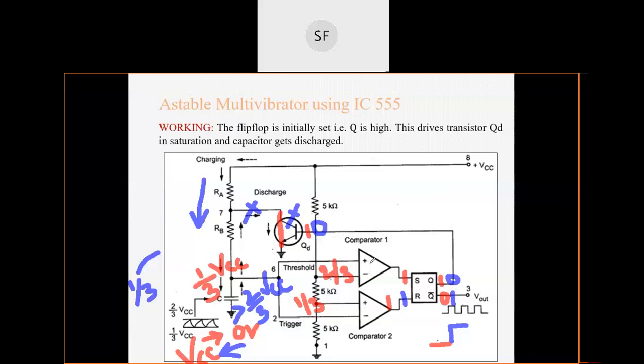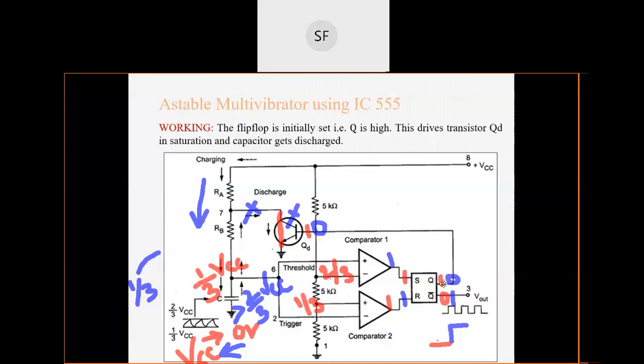So now the voltage at the non-inverting terminal will be greater than the voltage at the inverting terminal. That means the voltage at the positive terminal is greater than the voltage at the negative terminal. That means again the output of comparator 1 will become 1. And when comparator 1 output becomes 1, we are coming back to the earlier loop, denoted by the red annotation. This is nothing but set will be 1.